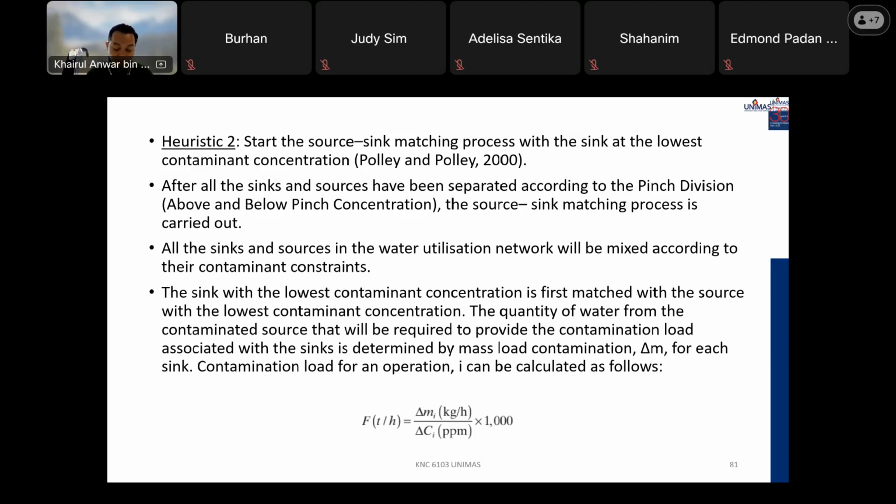So rule number two states that the source matching process starts with the sink at the lowest contaminant concentration. Because whether you use LCC or the sink source diagram, the first thing you need to do is to sort the sinks and sources in ascending order based on the contaminant concentration. This is the paper from 2003, page 235, and this is the data.